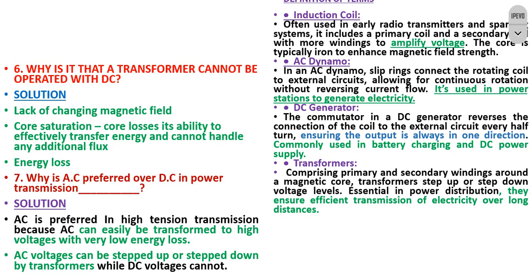This comprises the primary and the secondary windings around the magnetic core. So transformers step up or step down voltage levels. Essential in power distribution, they ensure efficient transmission of electricity over long distances. So we have types of transformers: the step-up transformer and the step-down transformer.